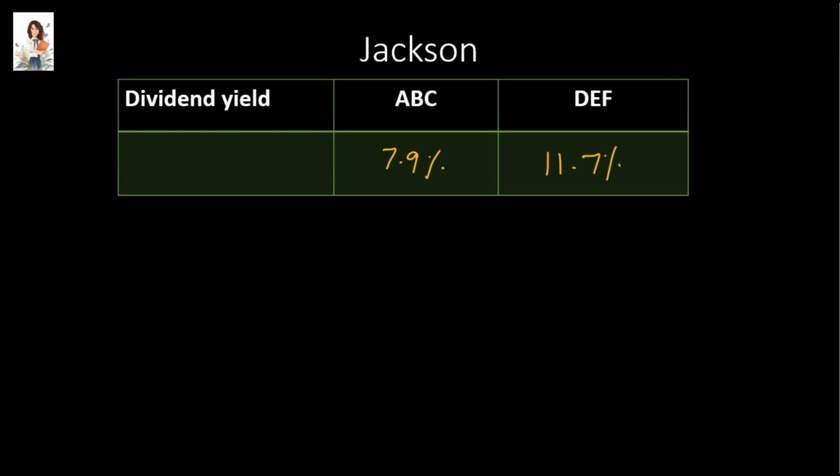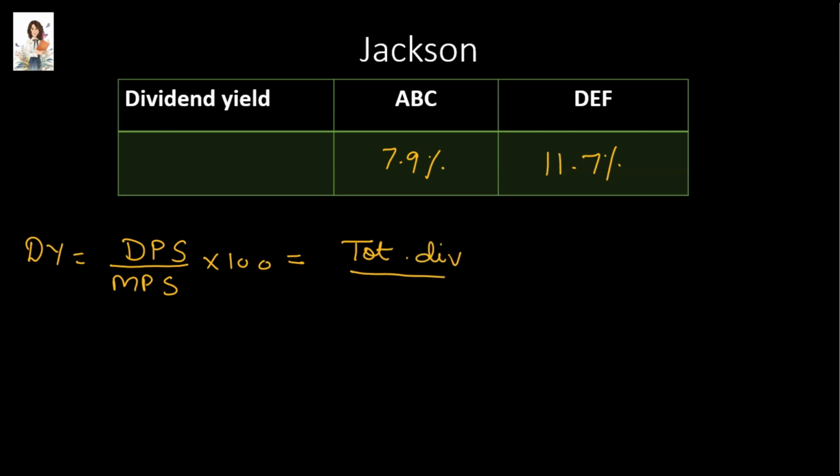If Jackson invests in ABC PLC, he is getting a return of 7.9% on his investment. And if he invests in DEF PLC, he is getting a return of 11.7% on his investment. But what does this mean in terms of dollars? Let us find out. The formula for dividend yield is dividend per share upon market price per share into 100. Alternatively, we can write total dividend upon total market worth of all shares multiplied by 100.